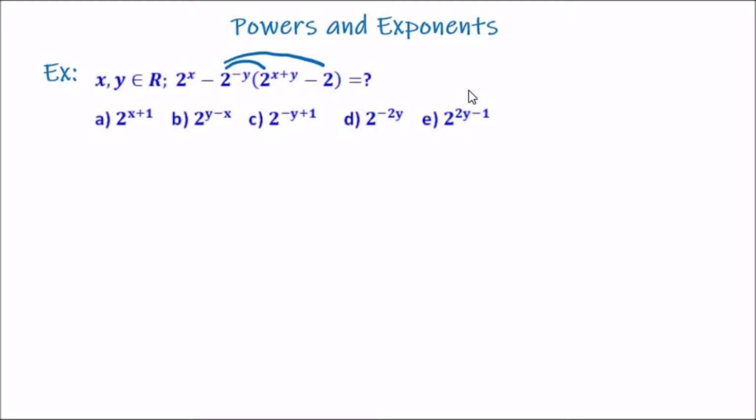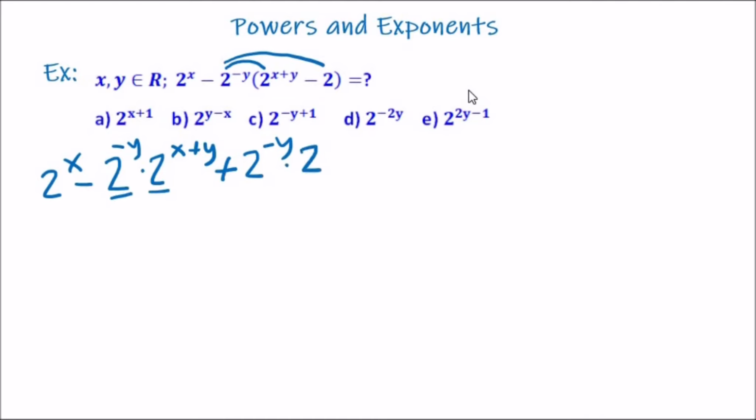Okay, so let's start with distributing this number into the parentheses. Let me write the first term, 2 to the power of x, minus 2 to the power of negative y times 2 to the power of x plus y. Minus times minus, or negative times negative, is going to be positive, so I'm going to put a plus here: 2 to the power of negative y times 2. Here I'm talking about the second term. The bases are the same, so we need to add the powers up. I want to do that.